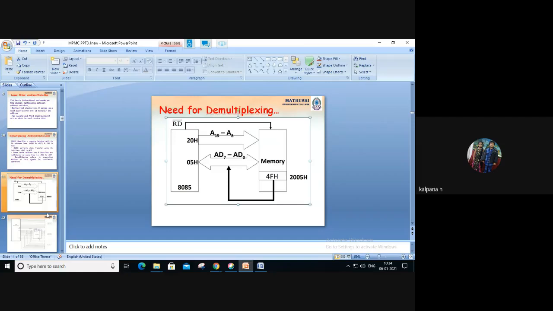Interfacing means what? Once again I'll recall everything. Is my voice audible? Yes, ma'am. So interfacing means the connection between the processor and the other external devices. Processor means only CPU.